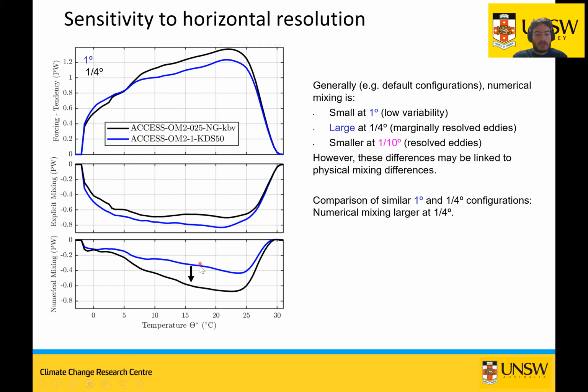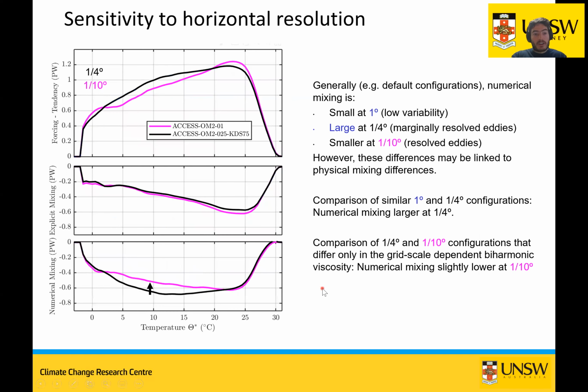But in that case, we do see an increase in numerical mixing when we compare going to 1/4 degree. Comparing 1/4 degree and 10th degree configurations, now these two actually have all the parameters the same except for the horizontal resolution and the fact that the lateral viscosity is grid scale dependent. So that reduces as you go to 10th degree. And what we see there is a slight reduction in numerical mixing, consistent with this idea as we go to 10th degree.